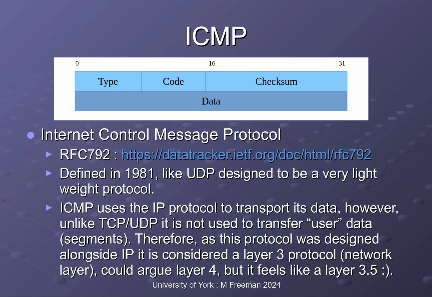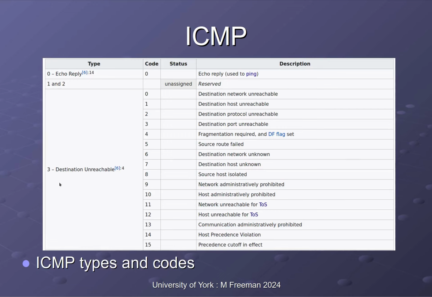But anyway, getting back to our type field and our code field. These are 8-bit values. If we look at the type first, here we have a table. If your type value is 3, that is the type indicating that something was unreachable. To differentiate between the different things that are unreachable, that would be your code value. If you had a type value of 3 and a code of 3, that would be port unreachable. If you had a type of 3 and a code value of 1, that would be a host unreachable code.